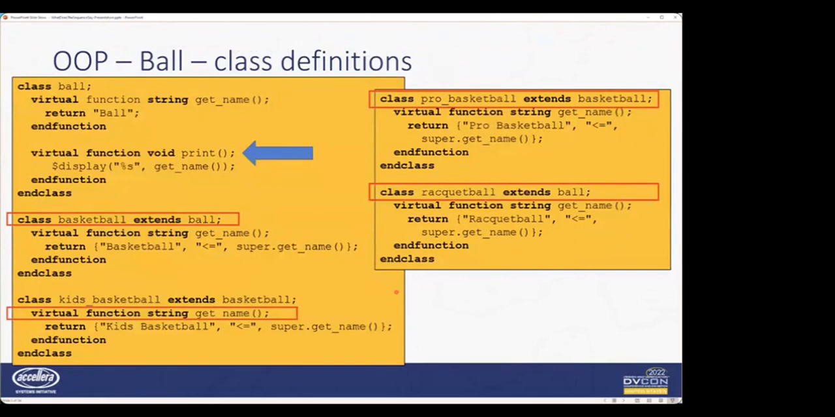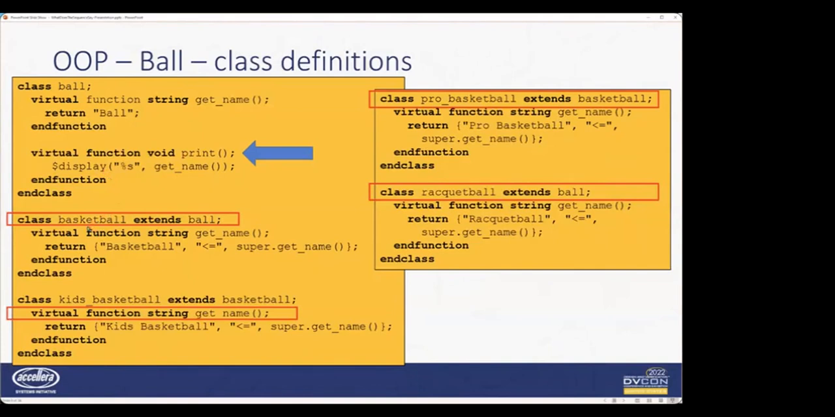So let's jump right into some definitions in SystemVerilog that are a little silly, but it's a ball. So we have a ball that we're defining, and a ball has a function called getName, which returns its name. It's a virtual function. That'll be important later. It also has a print routine. The print routine is also virtual, and the print routine just calls the name function and prints it using $display. That's it.